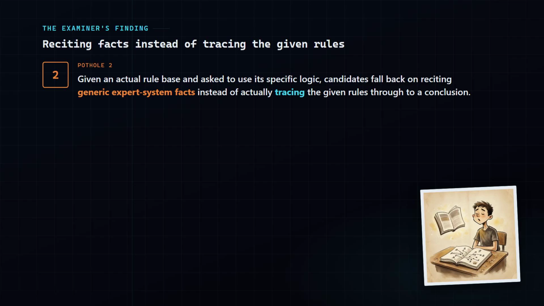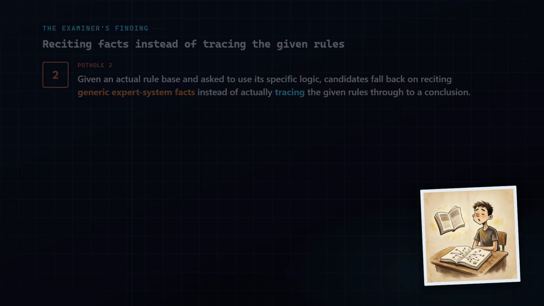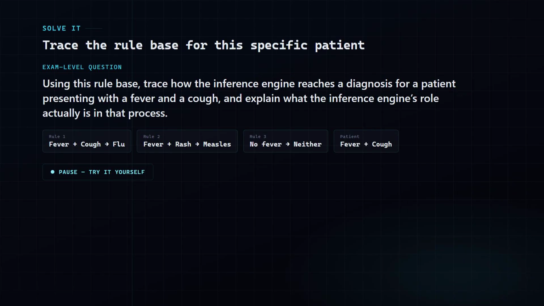Given an actual rule base and asked to use its specific logic, candidates fall back on reciting generic expert system facts instead of actually tracing the given rules through to a conclusion. Examiners noted this exact version of the question was harder specifically because it demanded that trace, not memorize definitions. Here is your exam-level question. Using this rule base: if fever and cough, then flu. If fever and rash, then measles. If no fever, then neither.